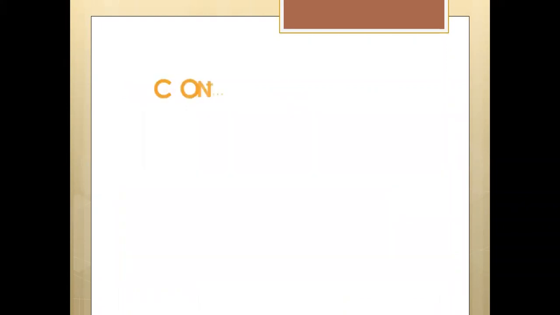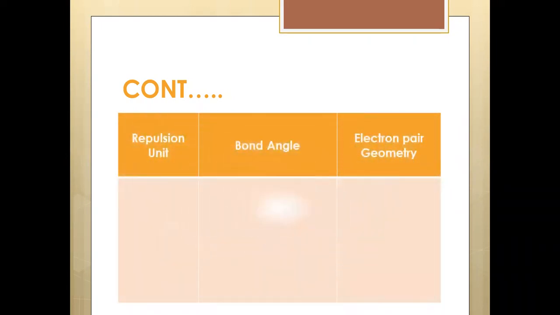And with repulsion unit 2 done, the next one should be what? The repulsion unit or VSEPR unit is 3. So what should be your bonding angle? Before that, I will show you, right? What should be the bonding angle? This is your central metal, right? And 3 means it is able to form three such bonds, with a ligand or whatever. So in between these bonds, you will have 120 degrees.